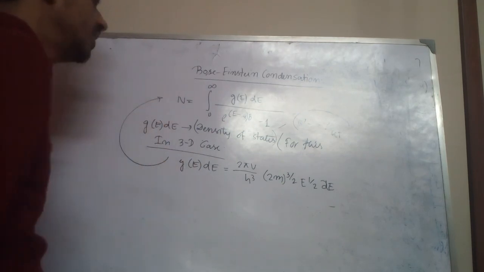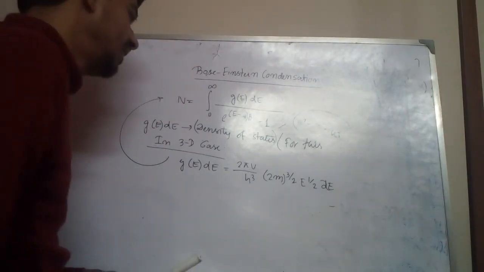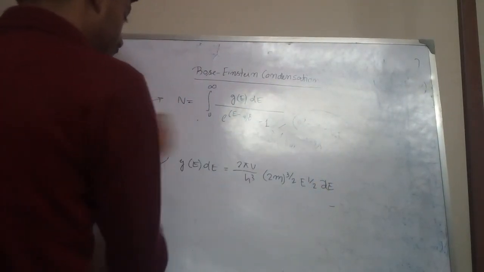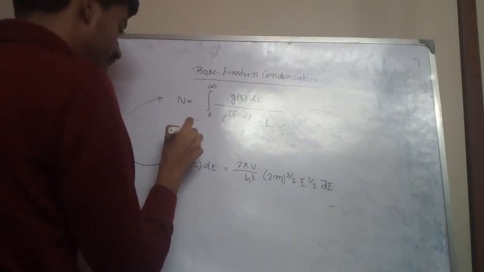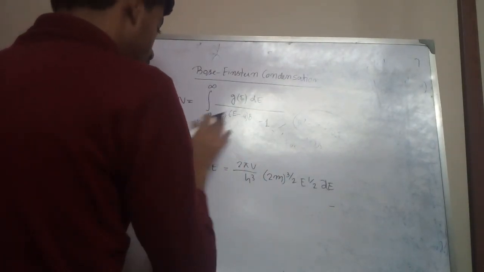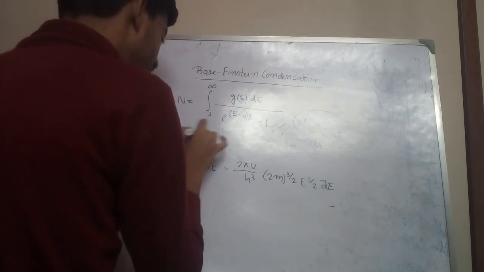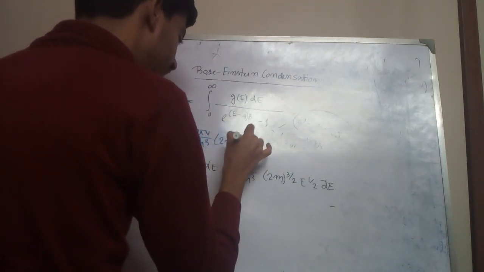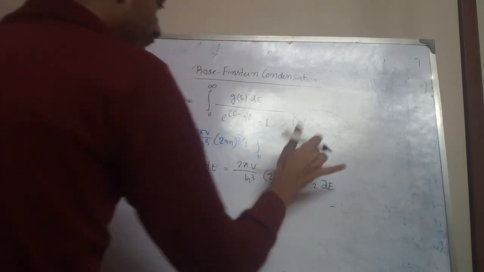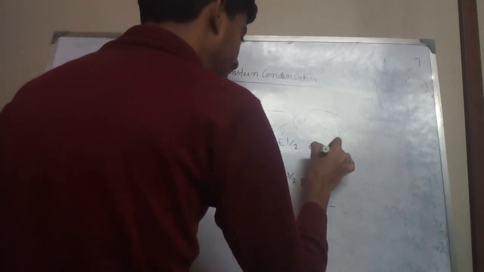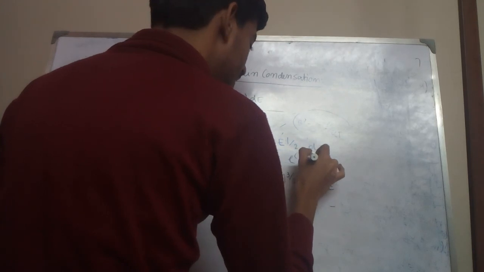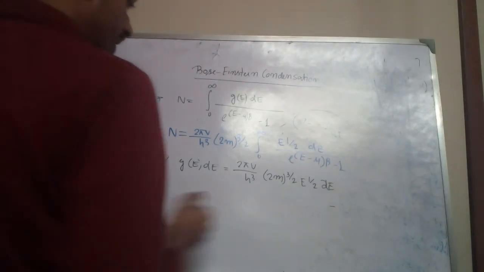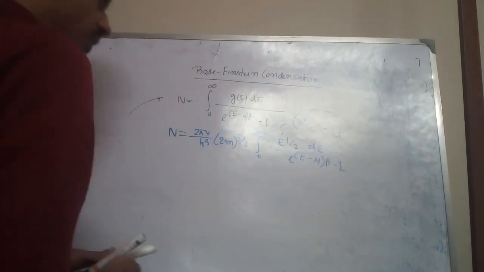If we put the value of G(e) dE in this equation, this equation reduces to N equals the integral from 0 to infinity, with the constant term 2 pi V by h cube, 2m to the power 3 by 2, of e to the power half dE by e to the power (e minus mu) beta minus 1. The equation reduces to this form.